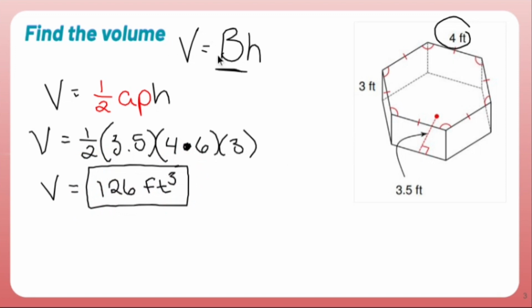But the volume of any prism is the area of the base times the height. We were able to break it down a little bit further since the bases were regular polygons. Oof, so many things that I have to say, my words get jumbled up. But there you go, 126.